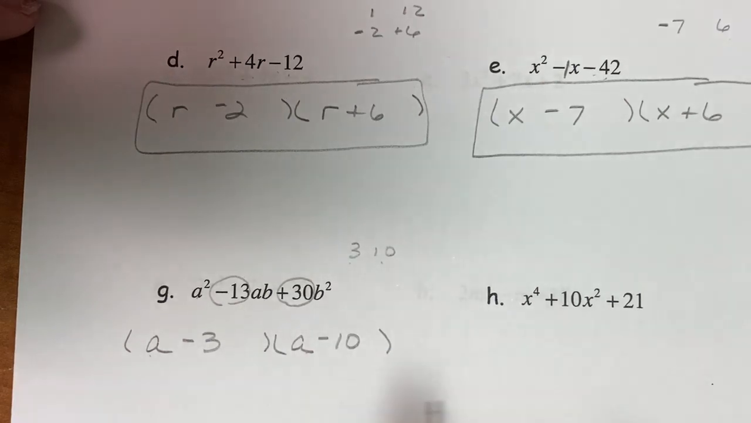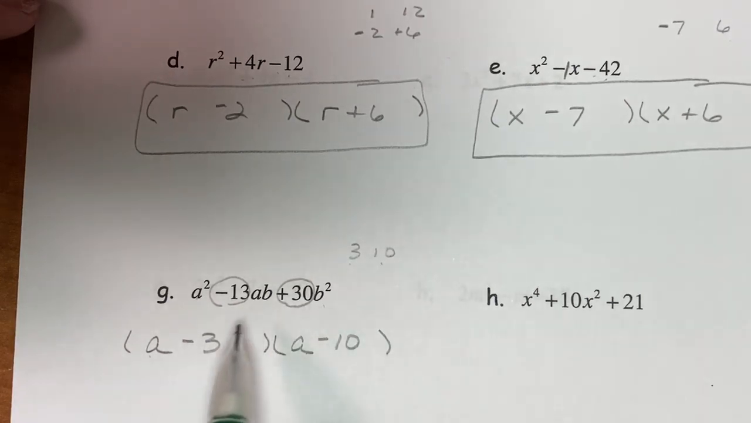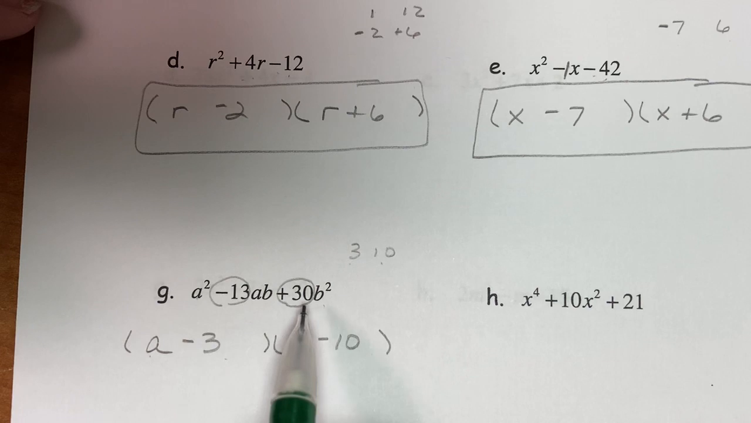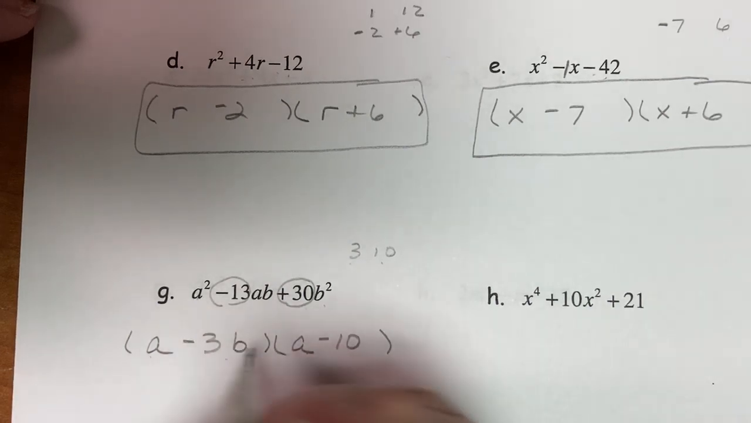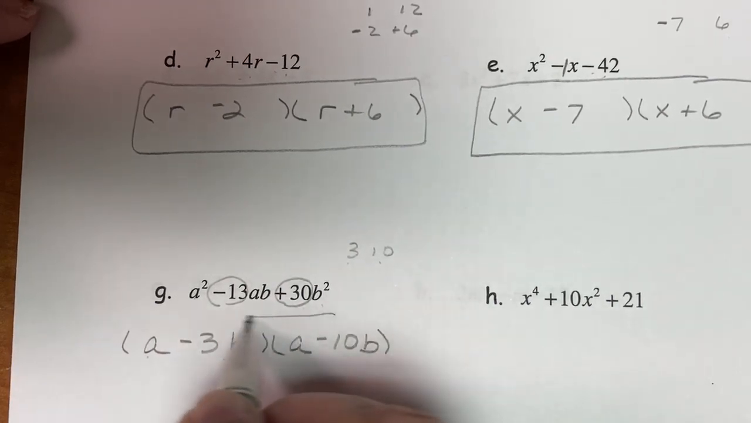Now, here's where that other variable comes from. Remember, I have to FOIL the L and get a 30b squared. All that means is there's going to be a b there and a b there, and that's it.